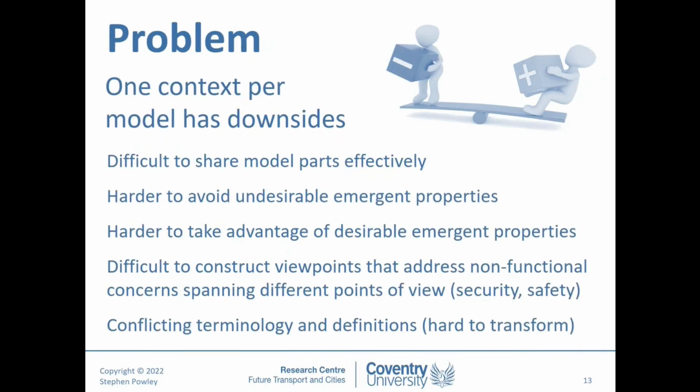But there's a problem with this in that only focusing on one context per model makes it very difficult to share parts of that model effectively. It makes it harder to understand the emergent properties, both the desirable and the undesirable. And it's definitely more difficult to avoid the unintended consequences. So we need to think about how can we take advantage of those desirable emergent properties, and by constructing viewpoints that address non-functional concerns such as security and safety, resilience, and bridge those gaps across the models with multifunctional viewpoints.